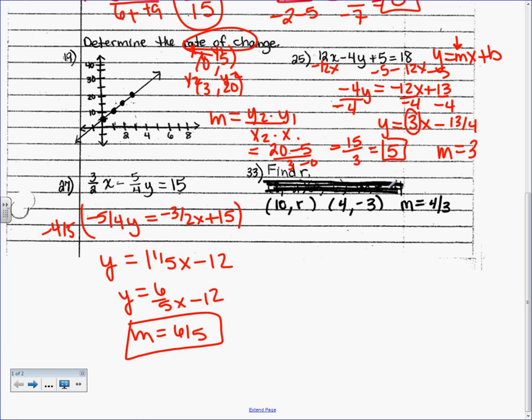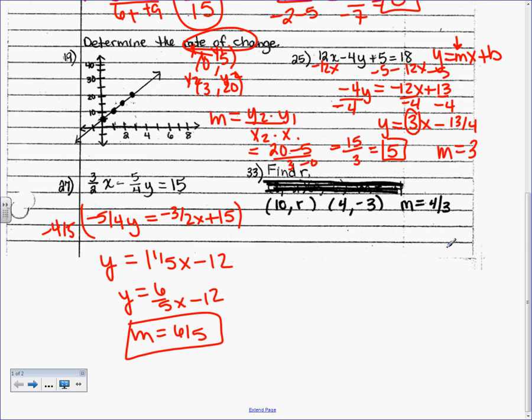On number 33, I changed it to 10 comma r, 4 negative 3, and m is 4/3. So what that means is this time they gave me the slope and they want me to find r. So think for just a second, what on earth are you going to do? Where do we start?